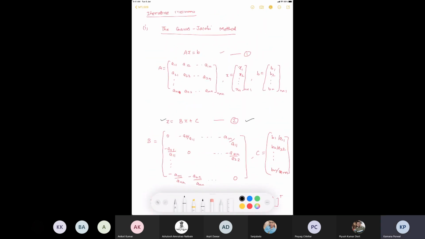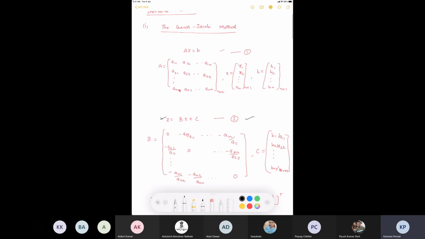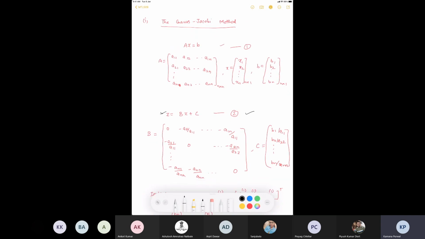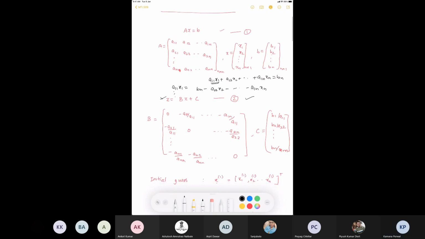So how are we obtaining the system? We are just solving. For example, if you look at the first equation, we have a11 x1 plus a12 x2 up to a1n xn, and this is equal to b1. So from here, I solved for x1. So a11 x1 is b1 minus a12 x2 up to minus a1n xn. Likewise, you will be solving for x2, x3 up to xn from each of the equations. That is, from the second equation, you will be solving for x2, and in general, from the ith equation, you will be solving for xi.